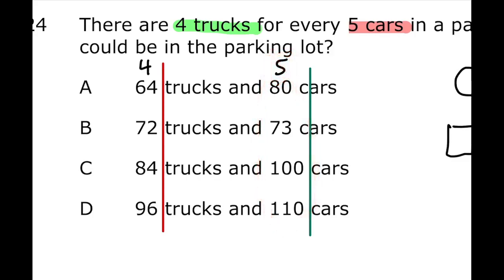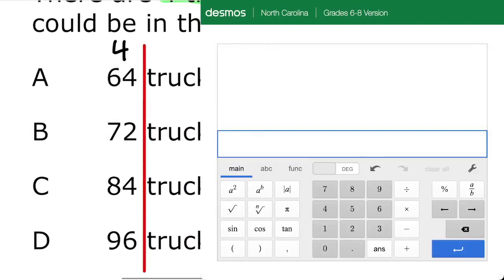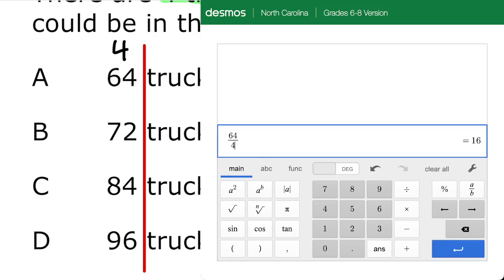When you try to find that value, we can use our Desmos scientific calculator to see what the value would be. So if I pull that up, ask yourself, how do you get from 4 to 64? Well, let's just do the math. What is 64 divided by 4? That gives us 16. So we said this is 16 times as large.